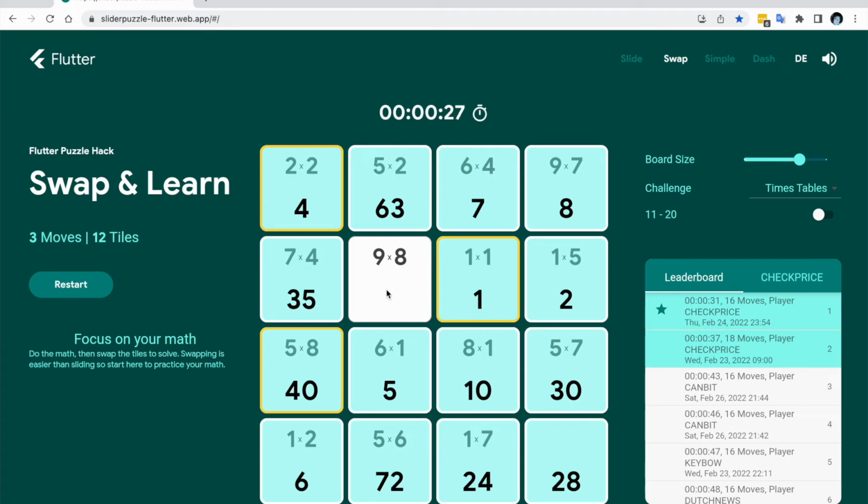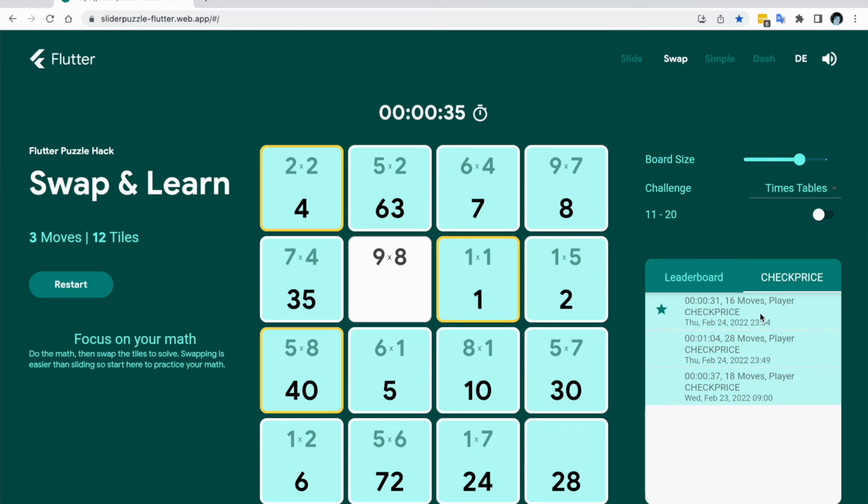Oh, and by the way, of course, each setting and each mode has a separate leaderboard. As you can see, this one is here, quite popular. And we also have my own history of games in chronological order. You see, the best time I had was 31 seconds. Players are signed in anonymously and are assigned a random game name that is not changeable. So in this case, I'm playing as Check Price.